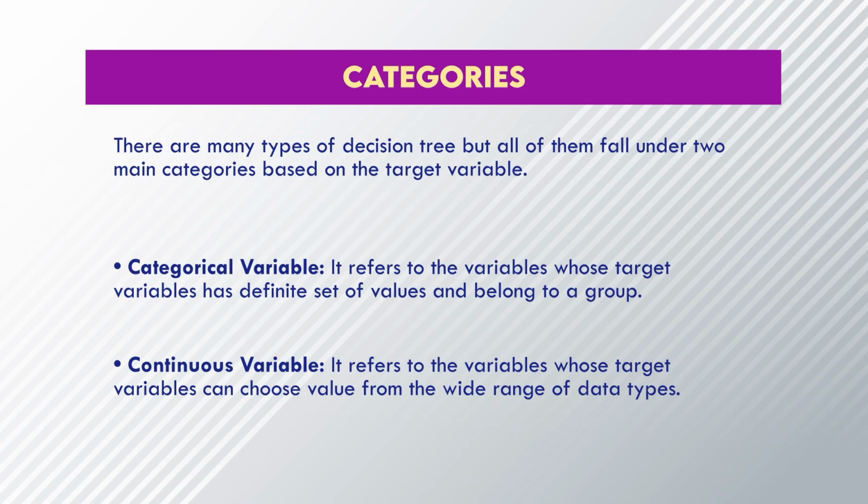First one is the continuous variable. It refers to a variable whose target can choose a value from a wide range of data types. It means that there are continuous values present in the target variable. Then there is the categorical variable. In this, the target value will belong to a particular class. It means that a particular target variable has a definite set of values, like only 2 values, so there are 2 classes. If it has 3 values, it has only 3 classes. What it means is that the feature or a particular input will belong to one of these 3 classes, so 3 groups can be formed based on that.